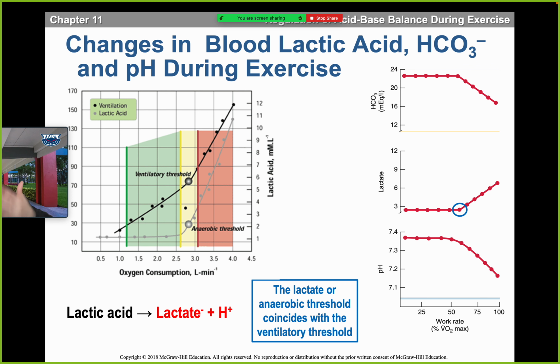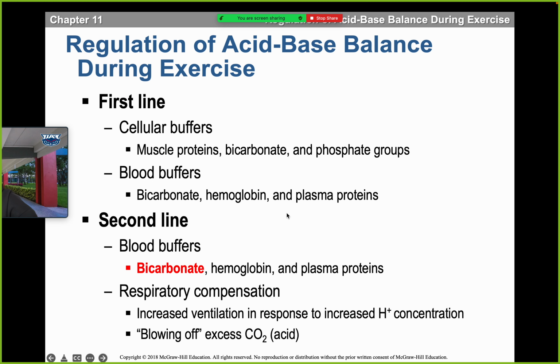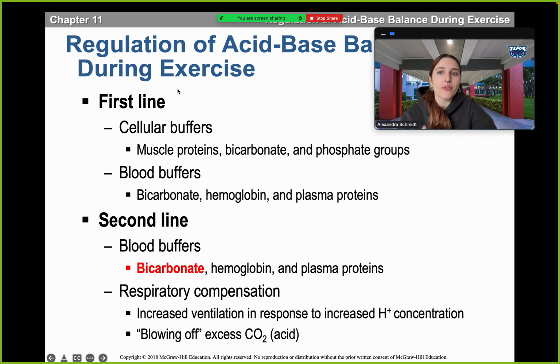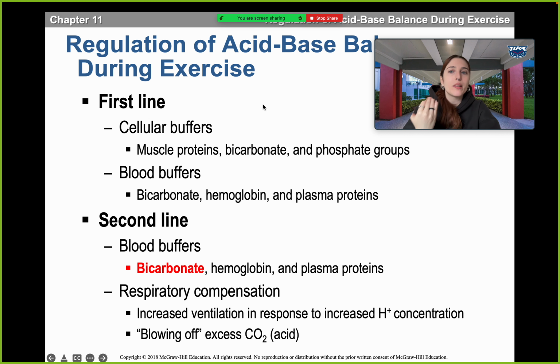Again, it's the ventilation that's kicking in to get rid of that acidity, to get rid of that lactate and acidity. Okay. First line, second line, this is pretty much talking about what kicks in first and what comes after, okay? So our first line is going to be our cellular buffers, some of the blood buffers, and then the second line is going to be the blood buffers.